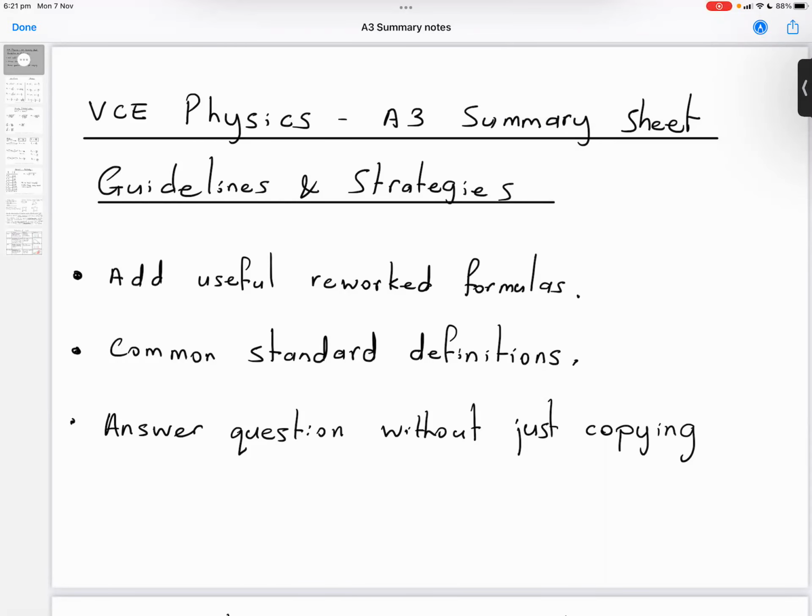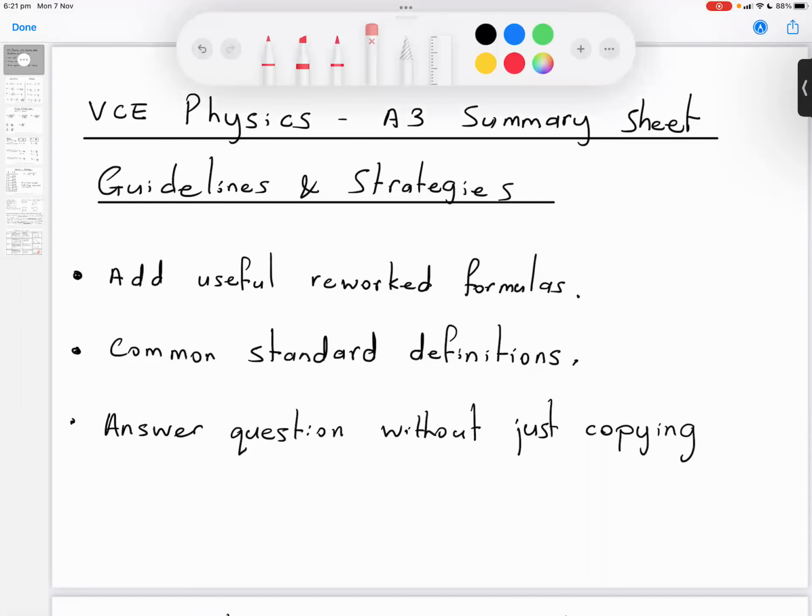So the A3 summary sheet, that's a sheet you can take into the examination with notes or anything you'd like to write on it. And just in general, it's a great place to add useful reworked formulas so that they're ready to go in a format that allows you to solve questions quickly. They've been rearranged or reformatted. I'll show you what I mean in just a minute by that, although you probably know what I'm referring to. So tick that one off.